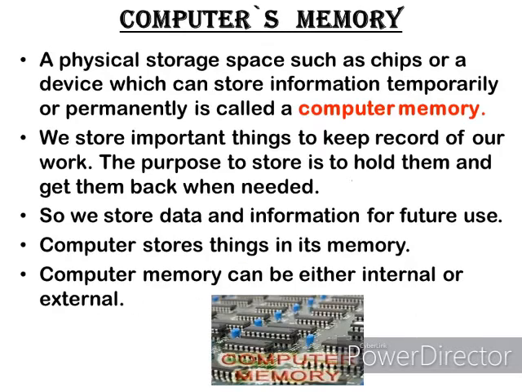Now next, let's come to computer memory. The physical space, such as chips or a device, which can store information temporarily or permanently is called the computer memory. We store important things to keep a record of our work. The purpose of storing is to hold them and get them back when needed. So we store data and information for our future use. A computer stores things in its memory. Computer memory can be either internal or external.